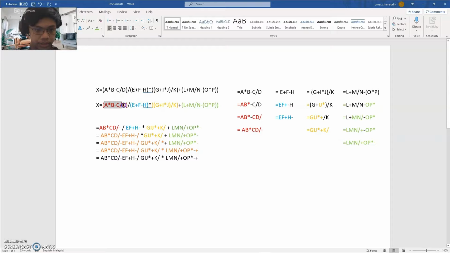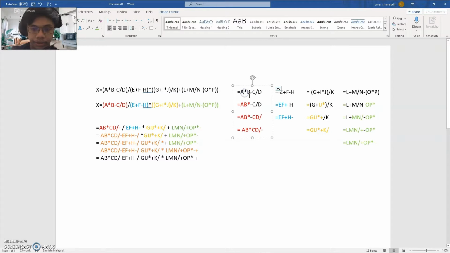For the first one, the red color, I'm going to show you how I convert to Postfix. In Infix, it will be in the form of operand, operator, and operand. For Postfix, it will be in the form of operand, operand, and operator. So let's begin.